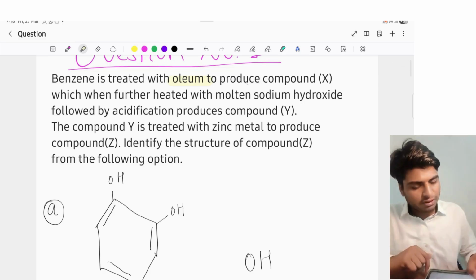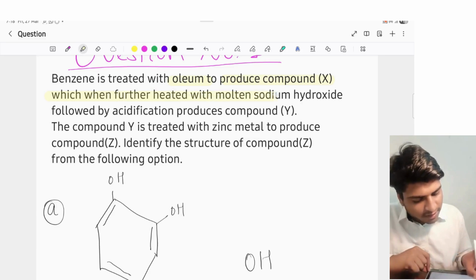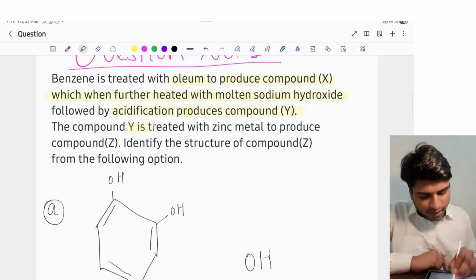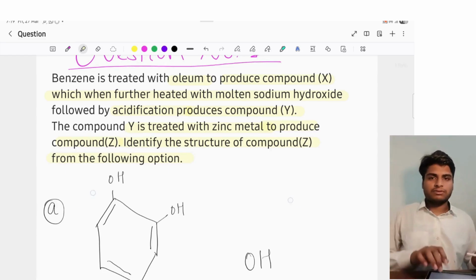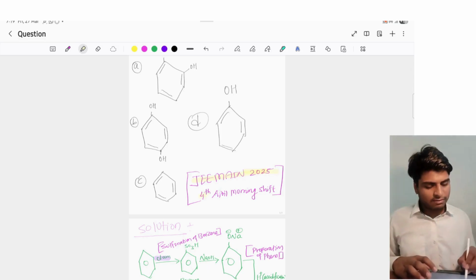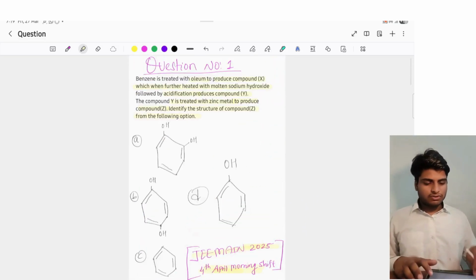Benzene is treated with oleum to produce compound X, which when further heated with molten sodium hydroxide followed by acidification produces compound Y. The compound Y is treated with zinc metal to produce compound Z. Identify the structure of compound Z from the following options. This question was asked in JEE Mains 2025 on the 4th April morning shift. Okay, let's do this question.